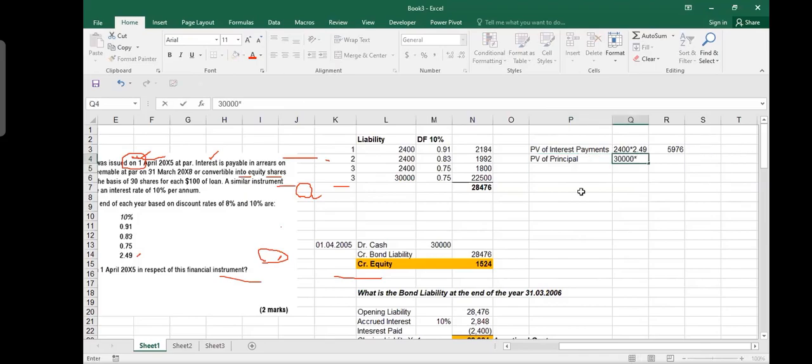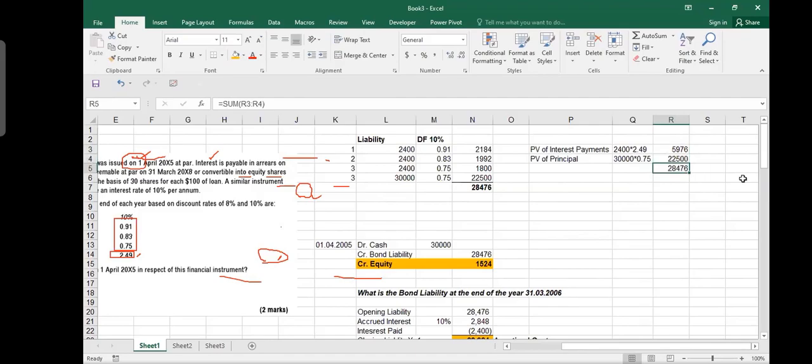That should be done like this: 30 million multiplied by the third year factor, which was 0.75. Here you don't use an annuity factor because the principal is paid only once. You should remember that this number 2.49 is actually the sum total of 3 numbers. So instead of multiplying 3 times, you just multiply 1 time. This 30 million I have to pay only 1 time at the end, so I just multiply it with the third year factor. And when I make a total, it will again give the same number, 28,476.